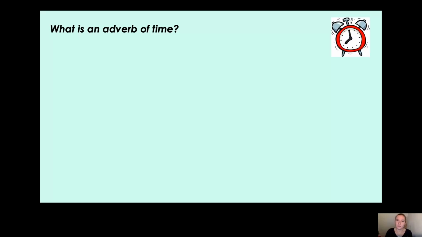Right, Year 2, did you remember? Well, yes, an adverb of time answers the question of when. It tells us when something happens. Can you remember any adverbs of time though? Can you pause the video and have a think? How many different adverbs of time can you think of?